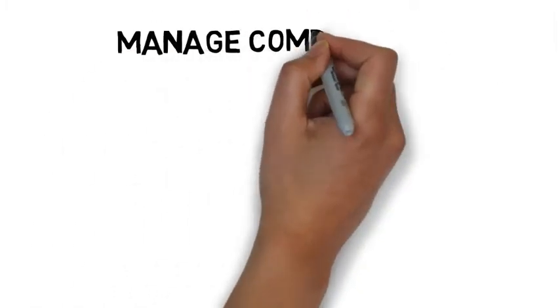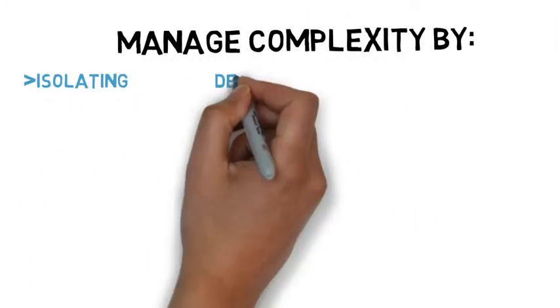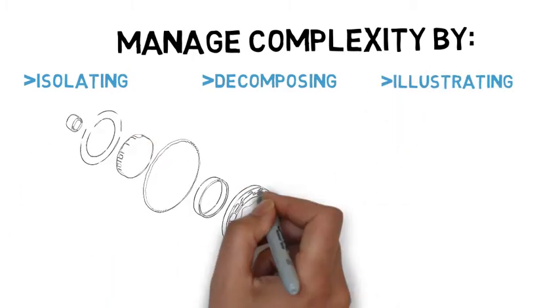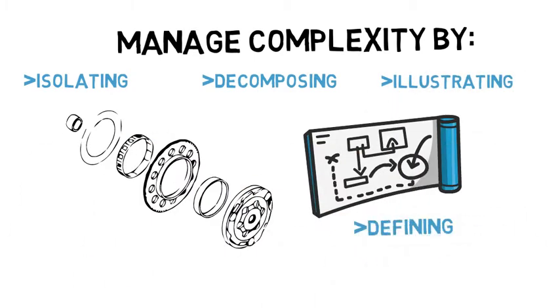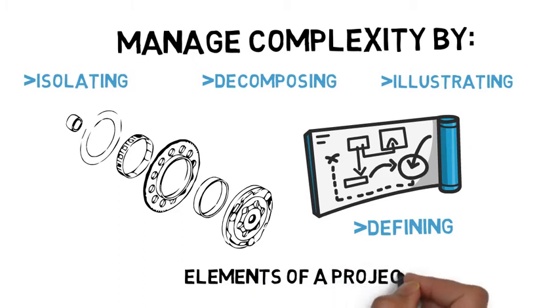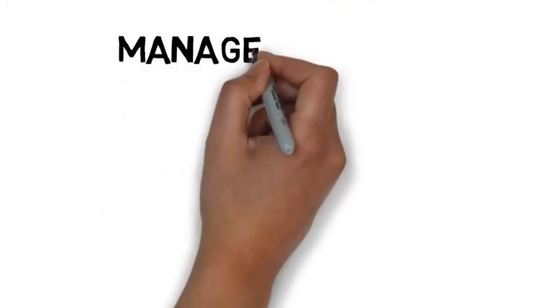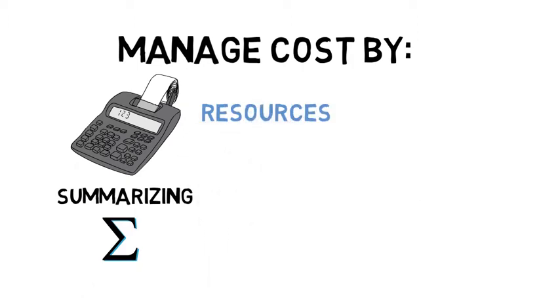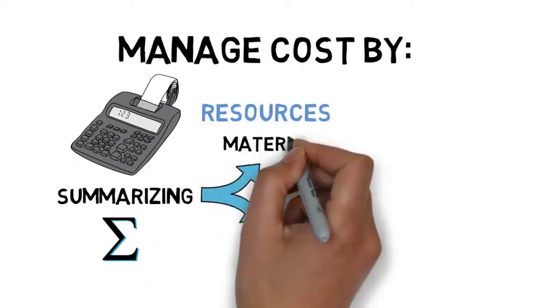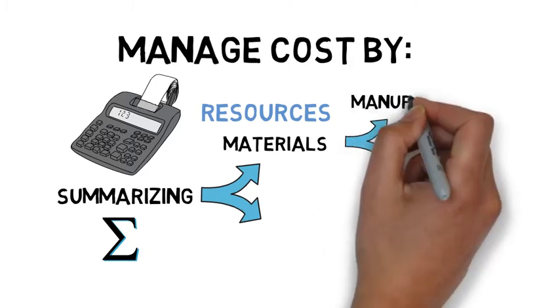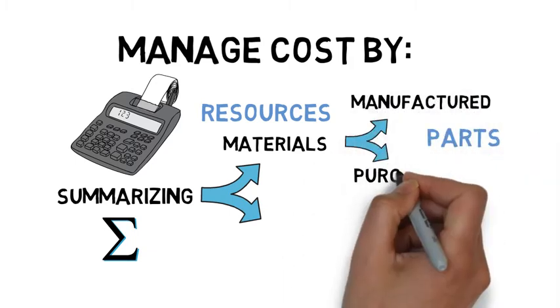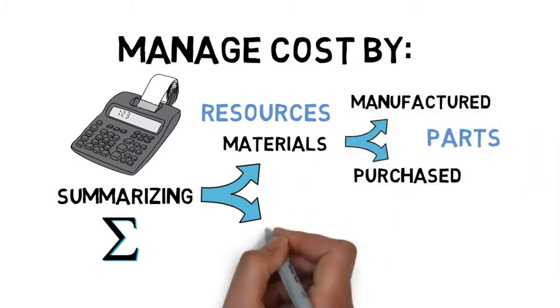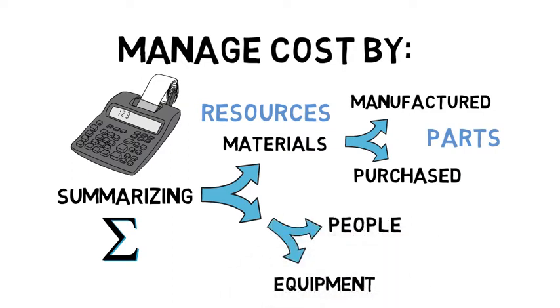Complexity is managed by isolating, organizing, decomposing, illustrating, and defining the elements of a project. Cost is managed by summarizing the resources in the form of materials, manufacturer parts, purchase parts, people, and equipment.